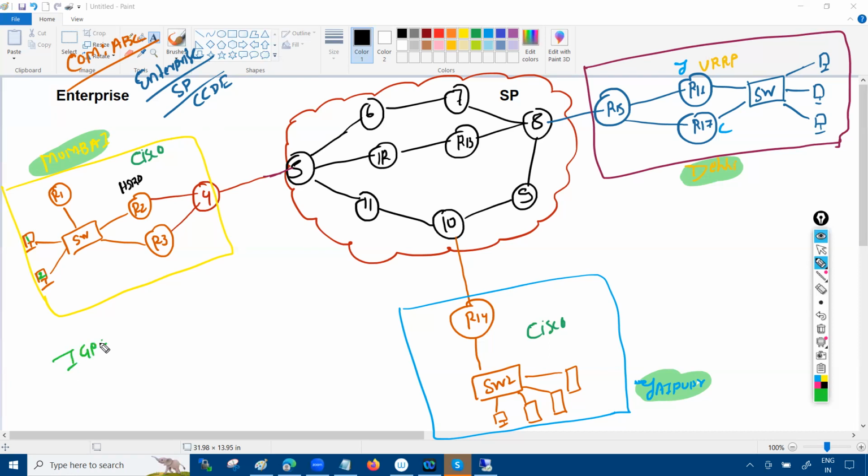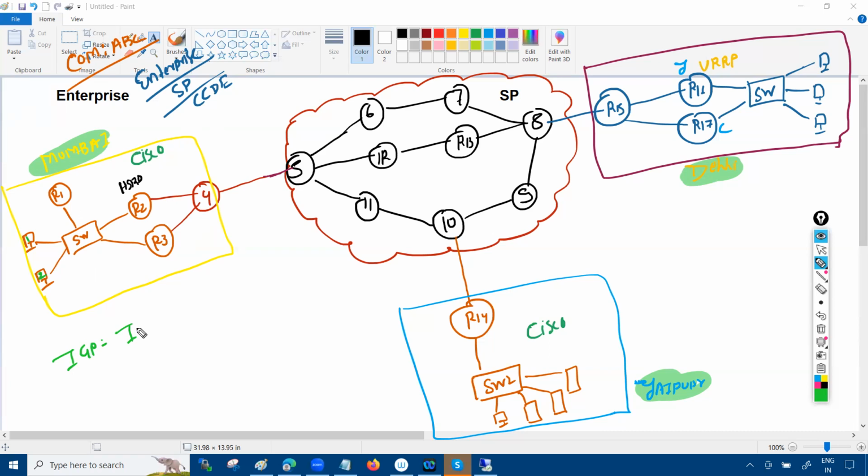IGP stands for Interior Gateway Routing Protocol. I'm not teaching you anything new right now, and I'm not starting any topic. I'm just trying to differentiate the words enterprise and service provider, and how these guys are working internally. So within the company network, R1, R2, R3, R4, we are running any IGP protocol.